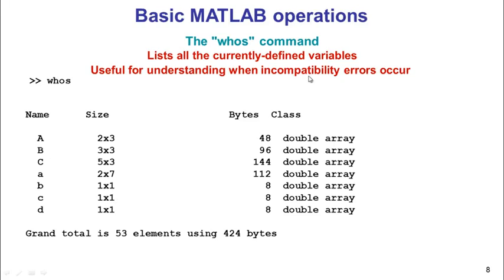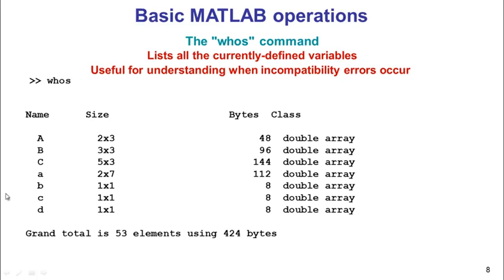And when you get an incompatibility error, it can be useful to type whos to figure out why you got it. For instance, you could say, well, capital A in this case is 2 by 3, and little a is 2 by 7. So of course I am not going to be able to multiply those two. And this is a way for you to determine where you may have done something wrong.